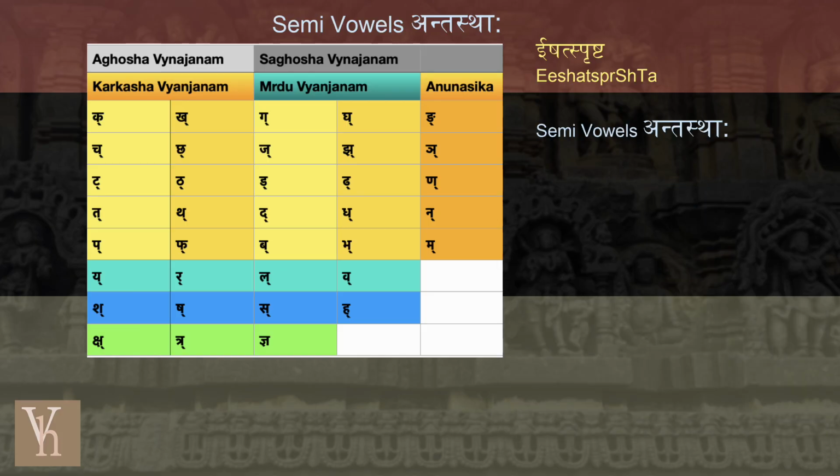Thus, AntastAh are formed by slight touch and minimal movement of air, y, r, l, v. There is one more alphabet which falls in this category.